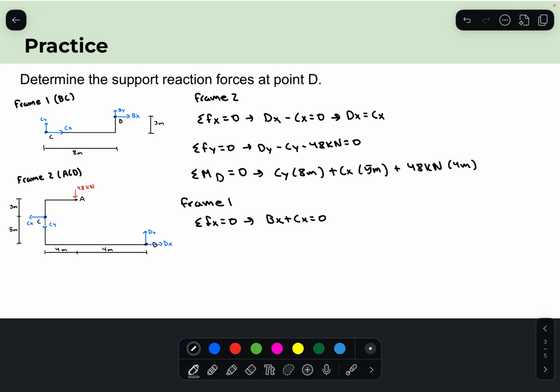Sum forces in the y is equal to 0. So that's going to yield By plus Cy is equal to 0. And then we are going to sum moments, not about point C, but about point B, and set them equal to 0. This is going to yield a negative moment caused by Cy, and its lever arm is 8 meters, and a positive moment caused by Cx, and its lever arm is 3 meters.